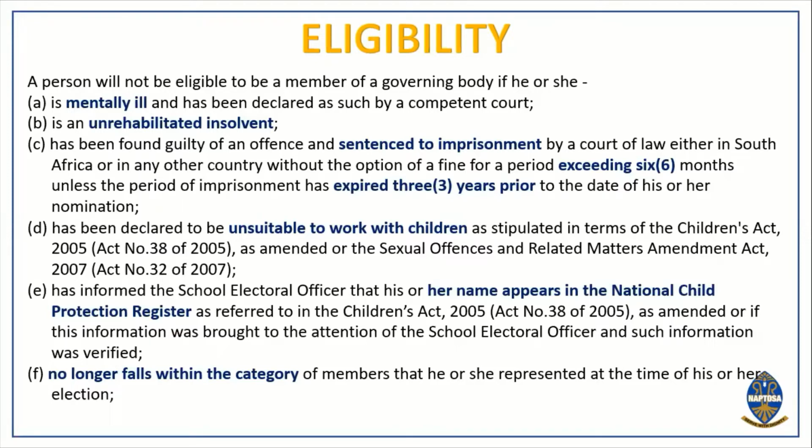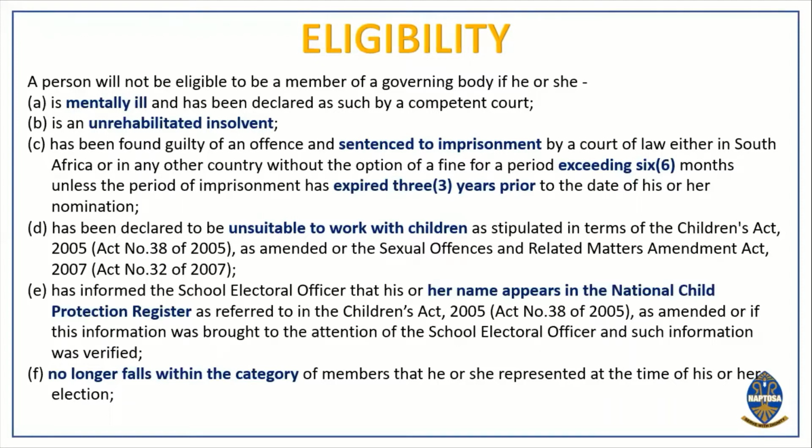A person who's been found guilty of an offence and sentenced to imprisonment by a court of law for longer than 6 months. So if you've been sentenced to prison for longer than 6 months by a court of law, but if you were sentenced more than 3 years ago, so if your sentence expired 3 years ago at the time of your nomination, then you may be elected. But if someone spent 6 months in jail last year, they're not eligible to be nominated and elected to the SGB.